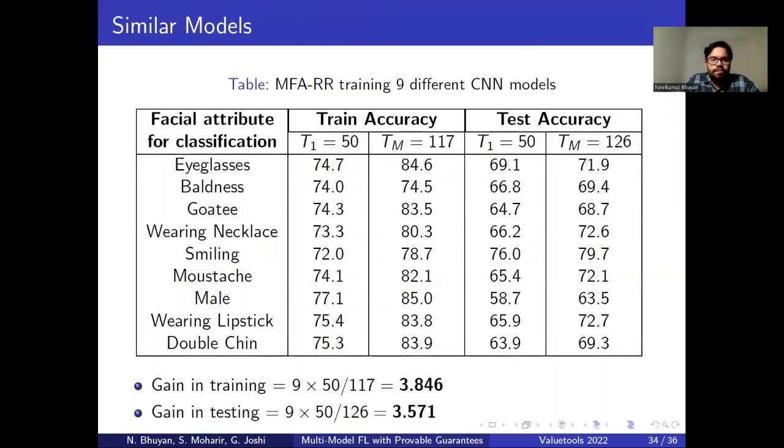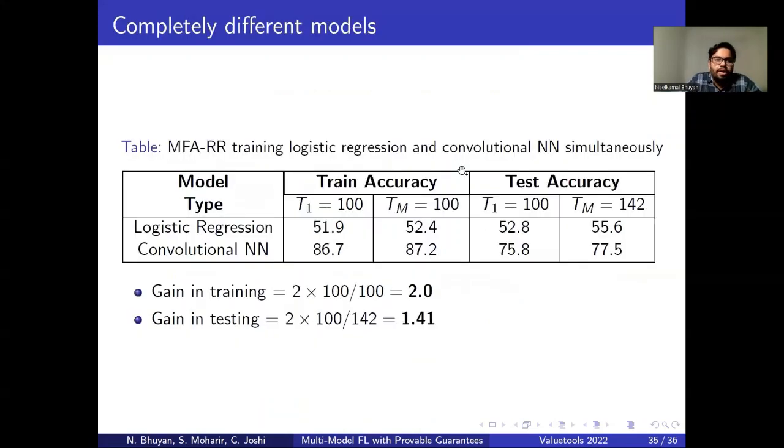First, we see the results for the case of similar models, and we see that for 9 different CNN models, we get a gain of 3.8 in training data and 3.57 for testing data. And for the case of completely different models, we get a gain of 2 in case of training data and 1.41 in case of testing data.